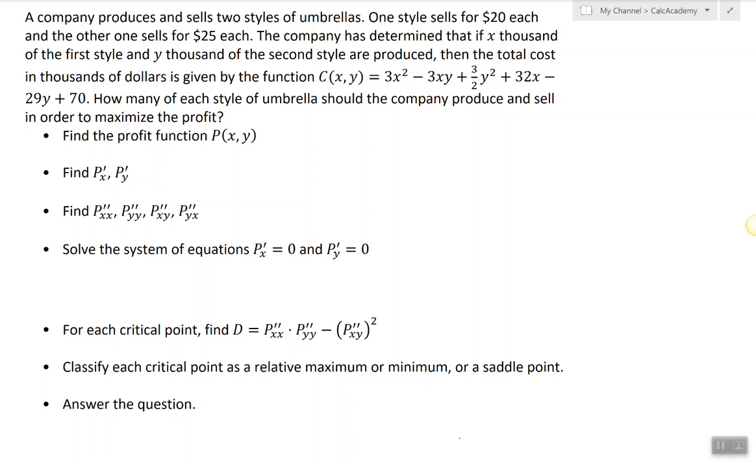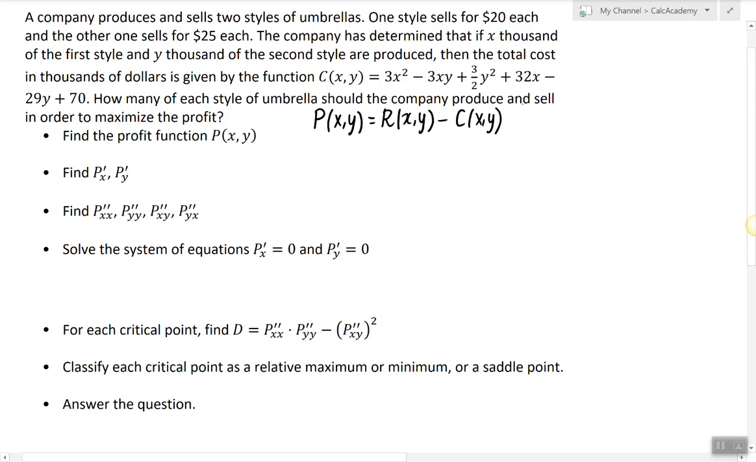Video will show how to find a local minimum or maximum of a function of two variables. In our problem, we have a scenario in which we generate revenue from selling two different types of umbrellas, and we have also associated cost of production. So in order for us to maximize the profit, we have to find the profit function, and the profit function will be also of two variables, and as always it will be revenue minus cost.